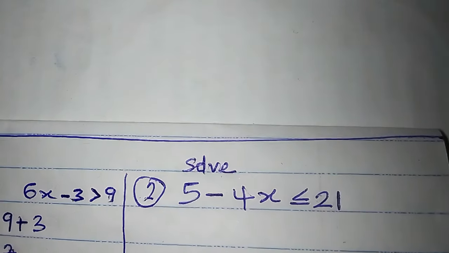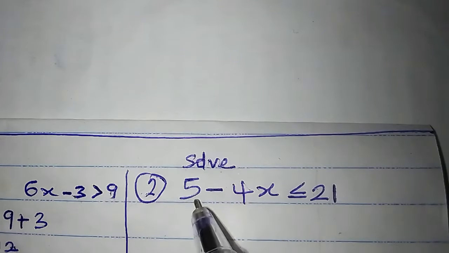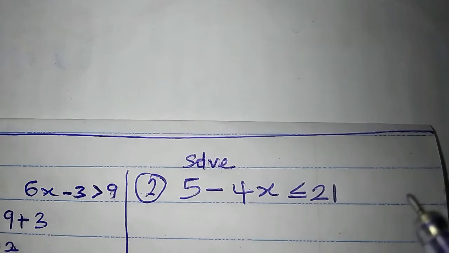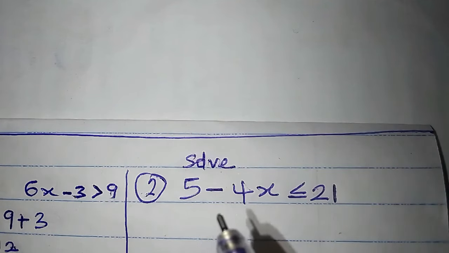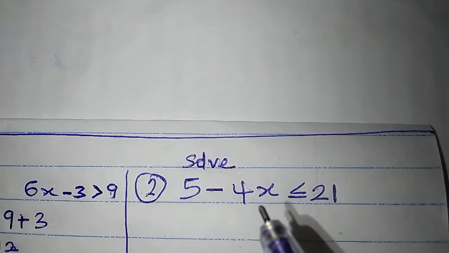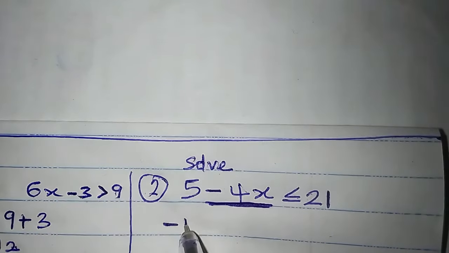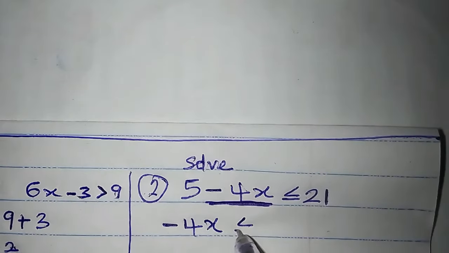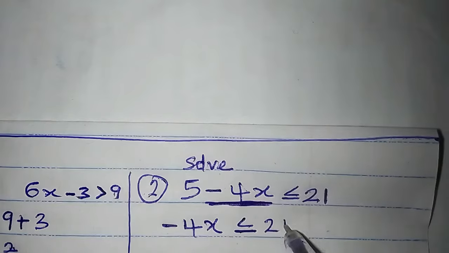Alright, this is the second question. We have to solve 5 minus 4x less than or equal to 21. Okay, the first thing is still to collect like terms. All the terms in x, take them to one side. All other terms that don't contain x, move them to the other side. So minus 4x, then less than or equal to 21.